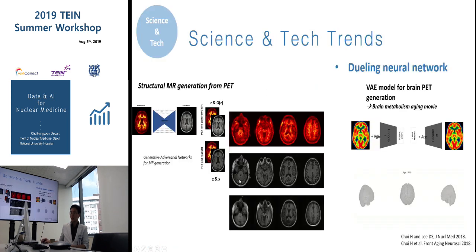So I developed a model to generate structural T1 MRI using such a technique. As you can see here, this is the real MRI, and the third line is a pseudo MRI generated from the amyloid PET. It's somewhat blurred, but it's very similar to the structural MRI. Using them, I successfully quantified the amyloid PET very accurately compared to the MR-based quantification.